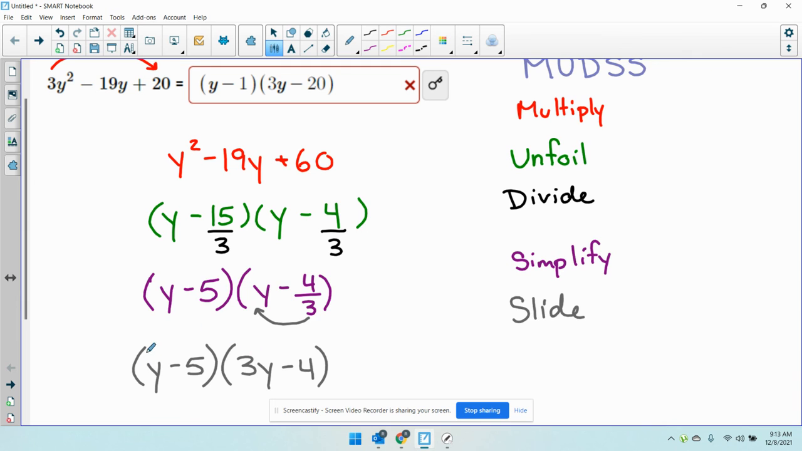First times first. First terms, 3y times y is 3y squared. Outer is negative 4y. Inner is negative 15y. Adding together, you get negative 19y. Negative 5 times negative 4 is positive 20. Good to go.